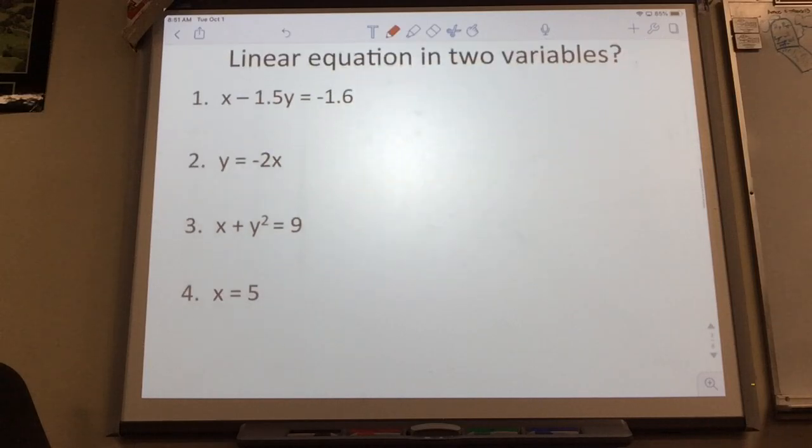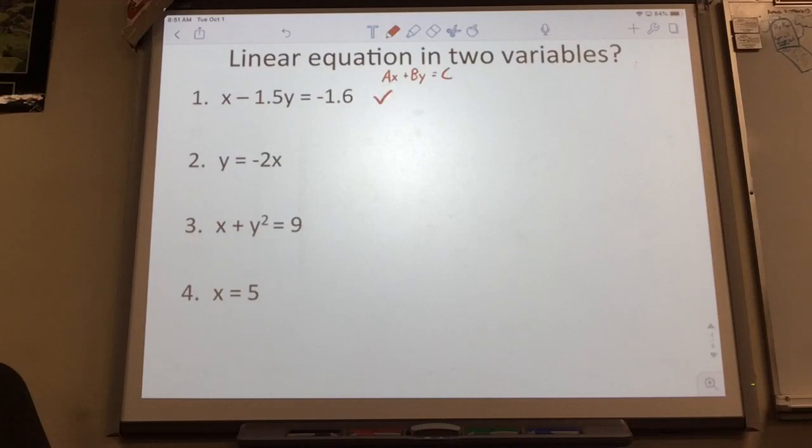Alright, so we want to figure out if this is a linear equation in two variables. So we need to figure out if it can be written or is written in standard form, Ax plus By equals C. Is it written in that form? Yes. I don't care that this is negative. I don't care that this is negative, as long as A is not negative. So yes, that is correct.